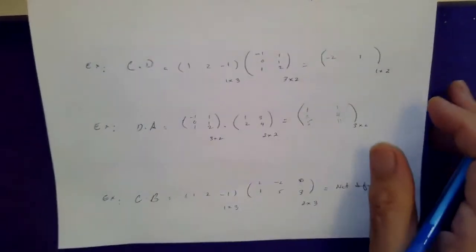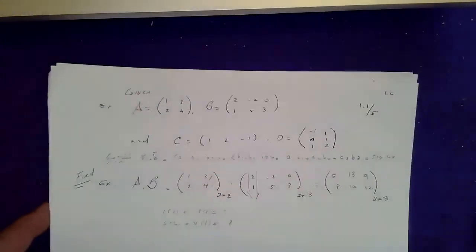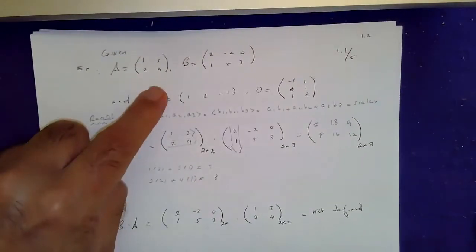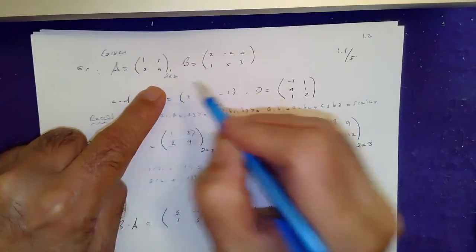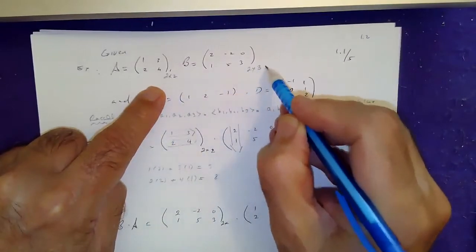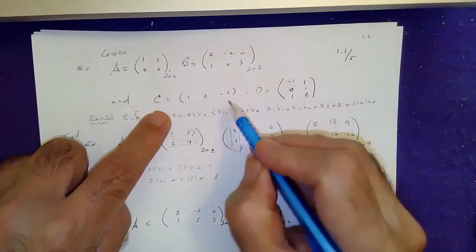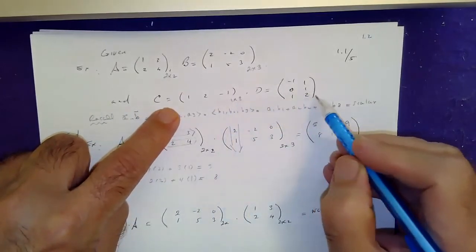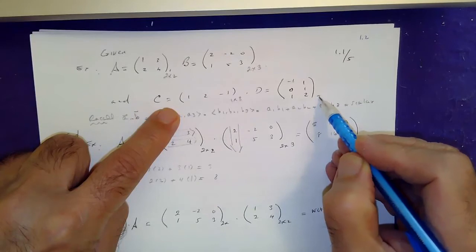All right? So, with that said, let's see if we can multiply the following matrices. You have a 2 by 2 matrix for A. You have a 2 by 3 matrix for B. You have a row vector, which is 1 by 3. And then you have a matrix, which is 3 by 2.